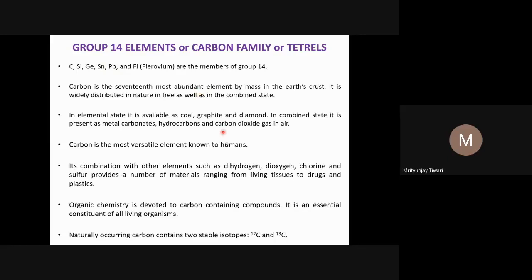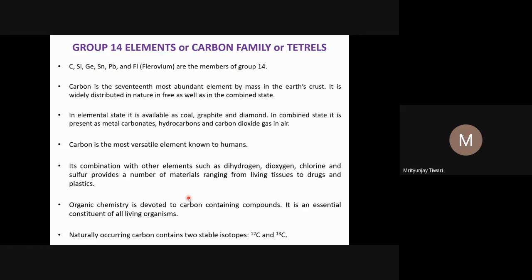Its combination with other elements such as dihydrogen, dioxygen, chlorine, and sulfur provides a number of materials ranging from living tissues to drugs and plastics. Plastics, mostly polythene, as you know, is a polymer of ethene, and ethene is an organic compound whose formula is C2H4. Almost all kinds of plastic contain carbon, and most drugs also contain carbon. So they are mostly organic compounds. Organic chemistry is devoted to carbon containing compounds. Carbon is an essential constituent of all living organisms, as I explained earlier.